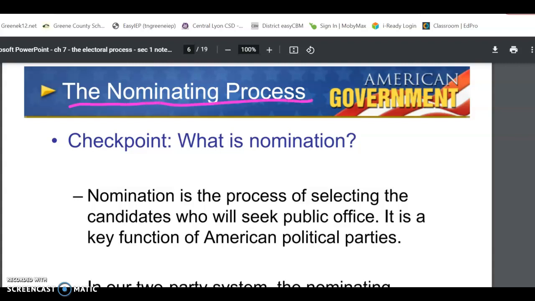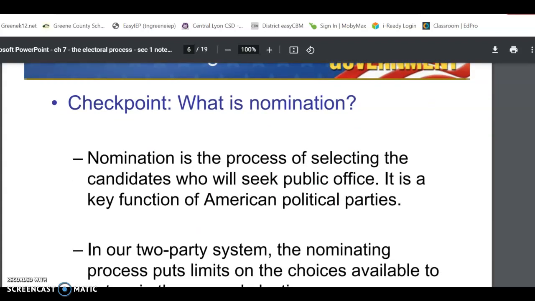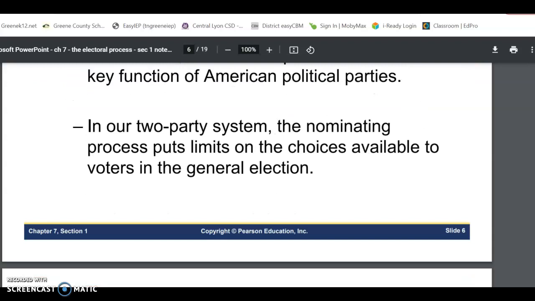So what is nomination? If you wanted to write a definition of nomination, you can write it out beside where you wrote the nominating process: it is the process of selecting the candidates who will seek public office. It is a key function of the American political parties. So it's kind of what the parties do. They get people nominated. In the United States, we have something called a two-party system. That means it is what it sounds like. There's two parties.